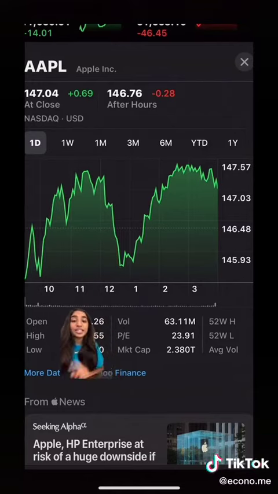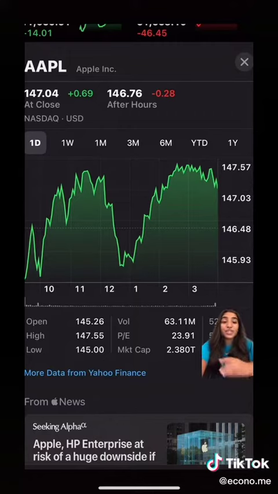This P/E stands for price to earnings ratio, and it's kind of how it sounds. It's the ratio of the price of a company's shares to its earnings per share. Then there's market cap, which is the total market value of a company's shares in the stock market.